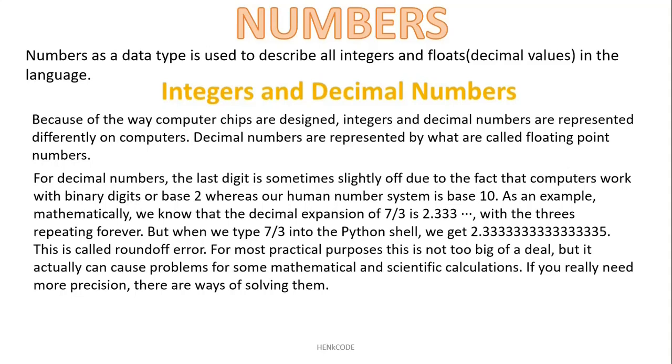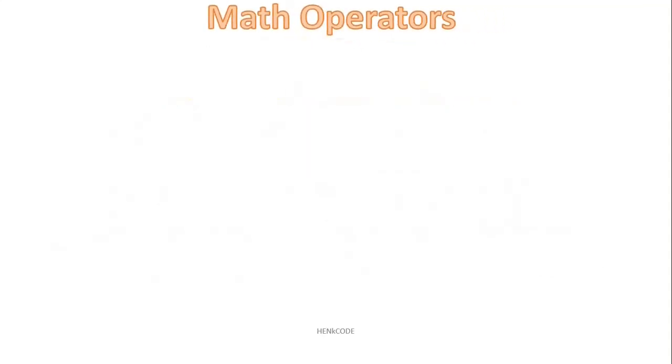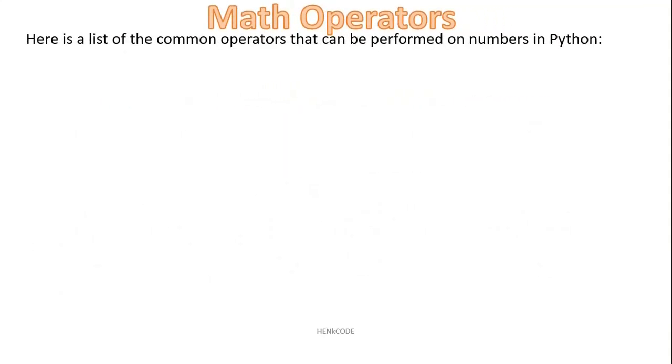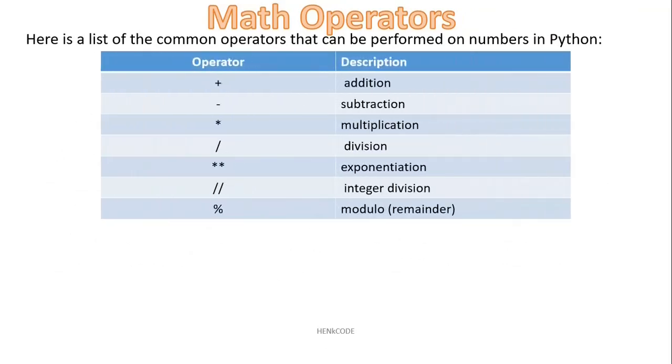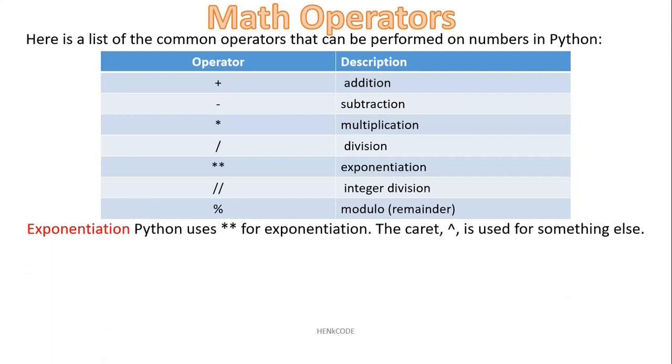For most practical purposes, this is not too much of a deal, but it actually can cause problems for some mathematical and scientific calculations. If you really need more precision, there are ways of solving them. Math operators. Here is a list of common operations that can be performed on numbers in Python. Addition, subtraction, multiplication, division, exponentiation, integer division, and then modulo, or the remainder.